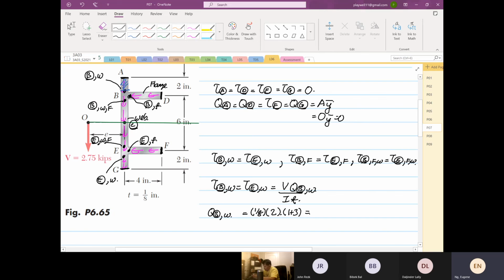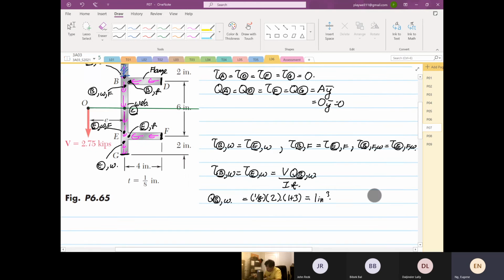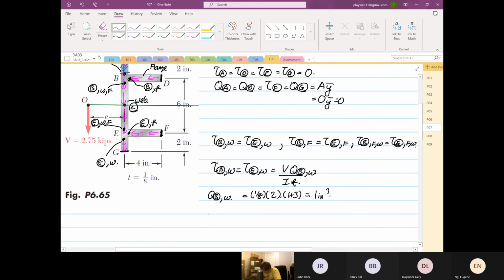1/8 times 2 times 4 is equal to 1. Okay, so this is equal to 1 inches cube. Okay, so the shear at point B of the web. So the V is 2.75 times 10 to the power 3.